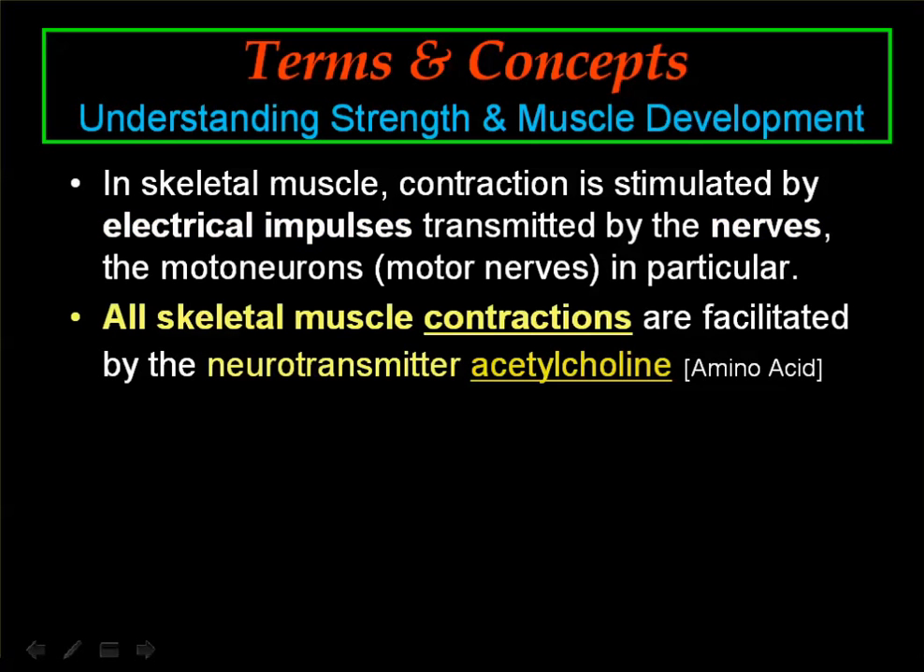All skeletal muscle contractions are facilitated by the neurotransmitter acetylcholine, which is an amino acid. Now, this is important because when your skeletal muscles are required to contract, they will use amino acids. A very important point. And I will be very clear by the end of the seminar just how important that is.